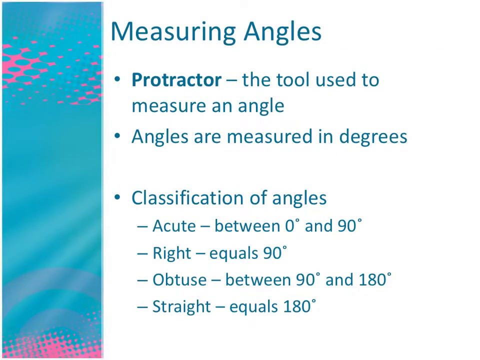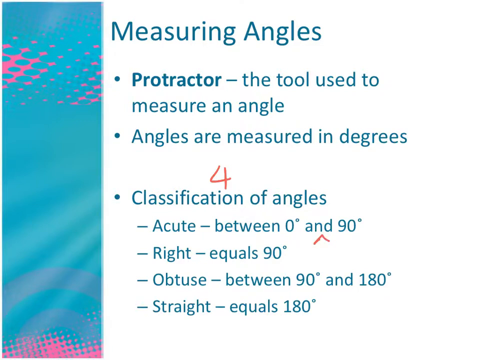Okay, so when we are asked to measure an angle, we use a tool called a protractor. Angles are measured in degrees. We can classify an angle with 4 different names. So there's 4 classifications. We can have an acute angle, and that would be an angle between 0 and 90. We can have a right angle, which equals exactly 90.